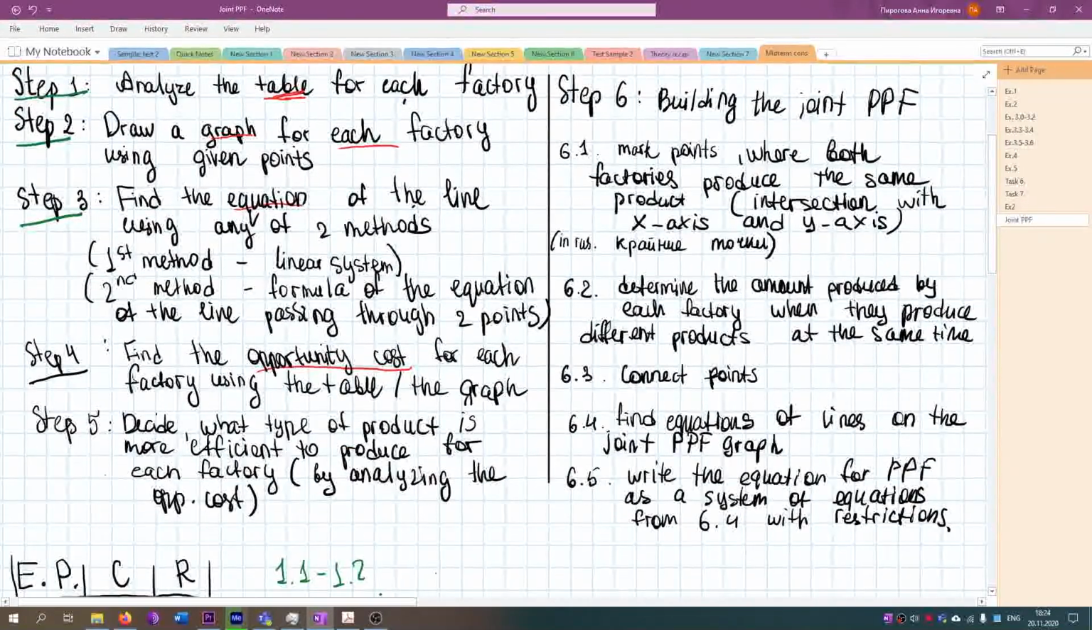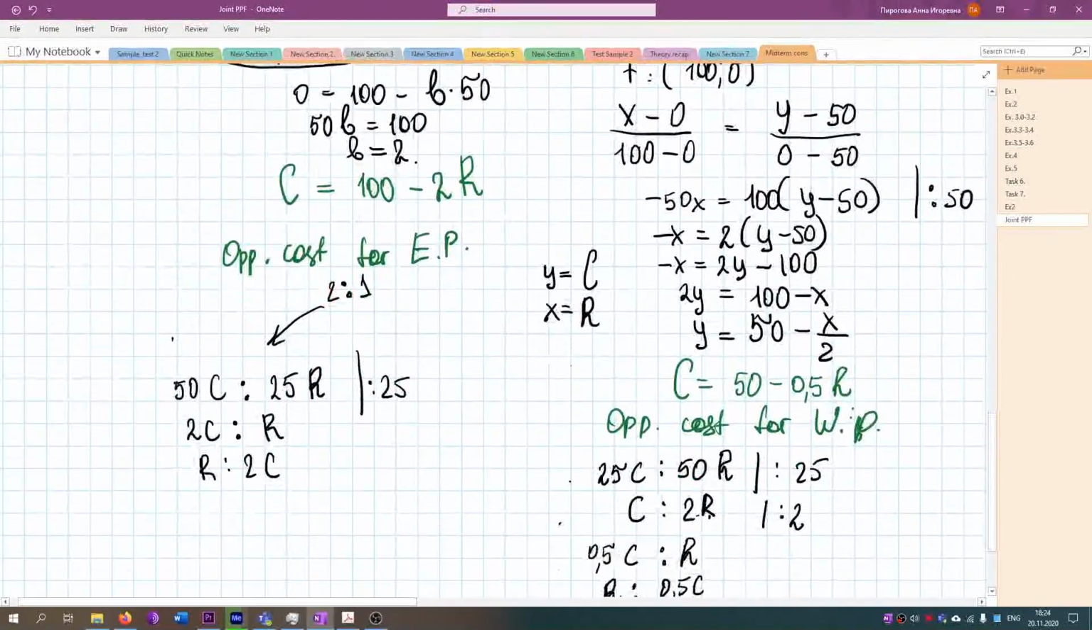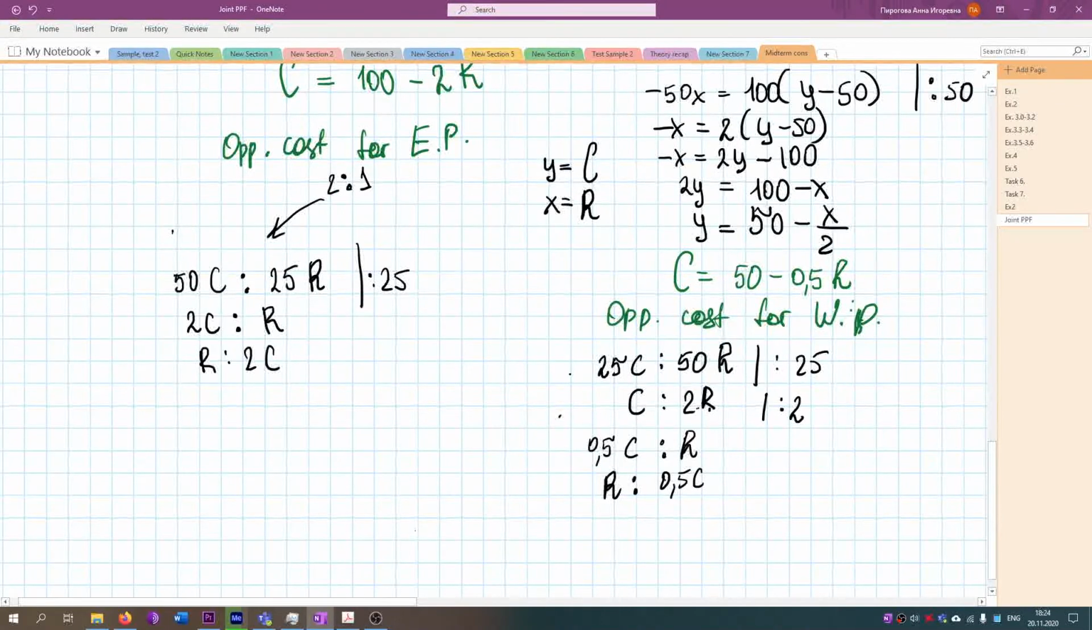Let's do the 5th step. We need to decide what type of product is more efficient to produce for each factory by analyzing the opportunity cost. So we see that to produce 1 radio, Eastern production needs to give up 2 cars. So I'll write: for 1 radio needs to give up 2 cars.